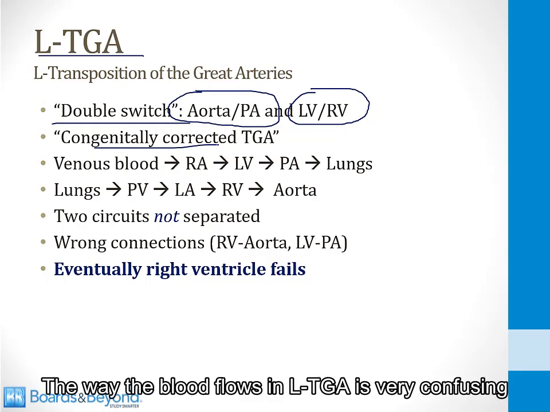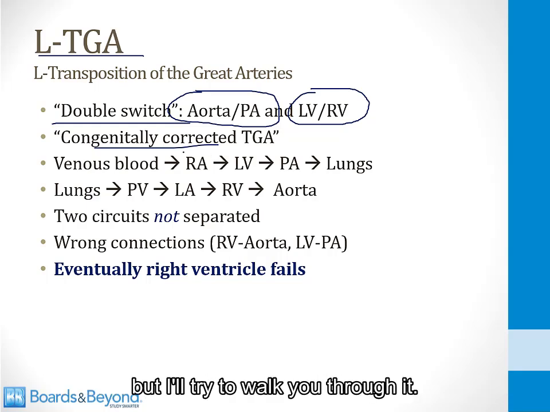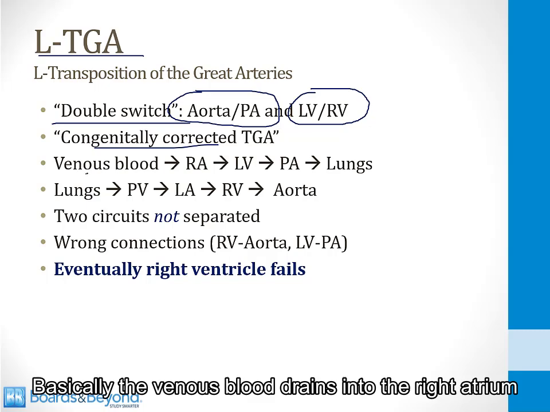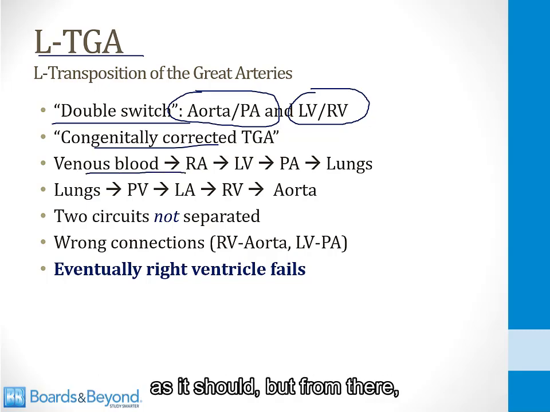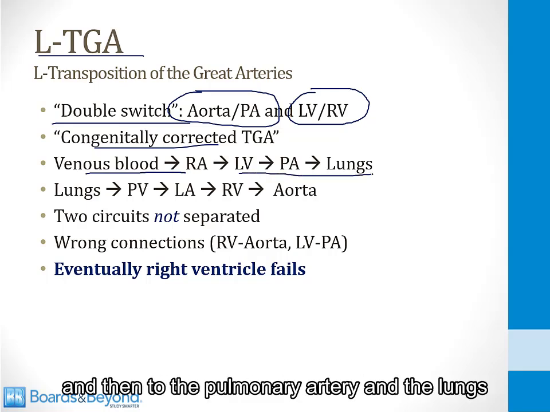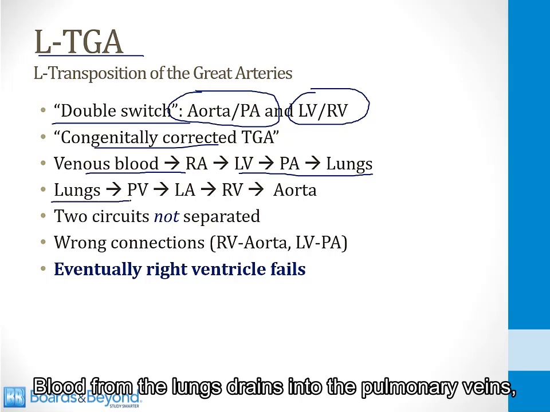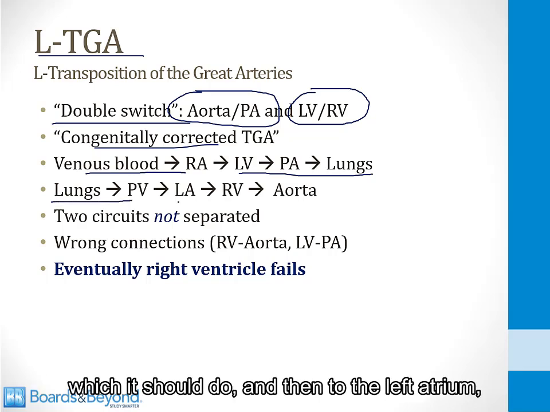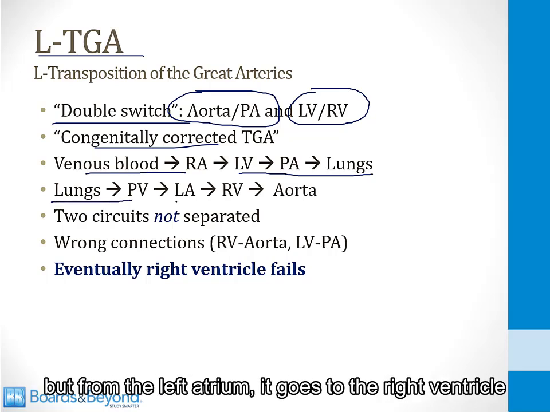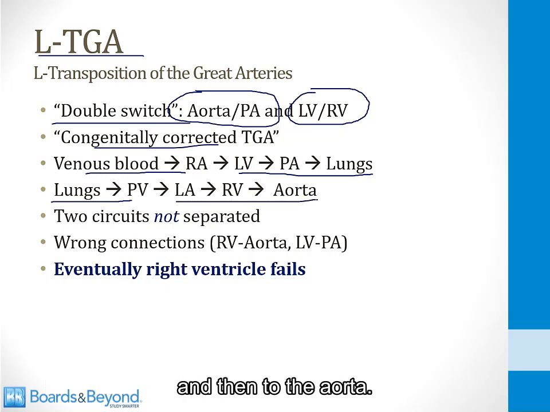The way the blood flows in LTGA is very confusing, but I'll try to walk you through it. Basically, the venous blood drains into the right atrium as it should, but from there it goes to the left ventricle and then to the pulmonary artery and the lungs. This is very unusual and different from the normal situation. Blood from the lungs drains into the pulmonary veins, which it should do, and then to the left atrium, but from the left atrium it goes to the right ventricle and then to the aorta.